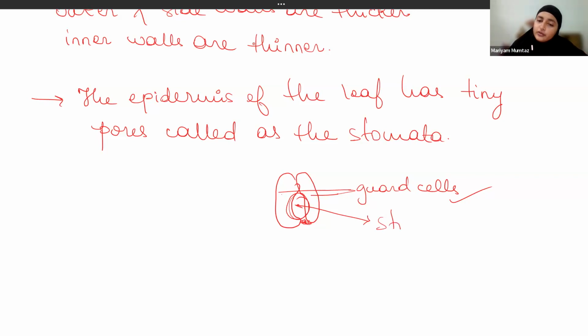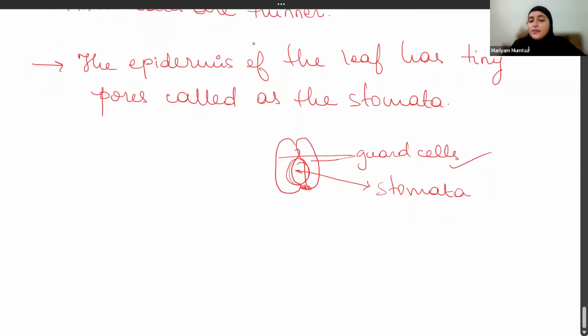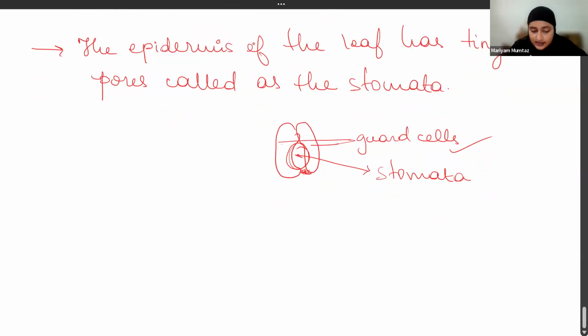Okay. So, if you look at the structure of the stomatal pore in the leaf, you will find it like this. Two kidney-shaped cells will be surrounding the stomata. Is it clear? Yes. And the name of those kidney-shaped cells will be guard cells.